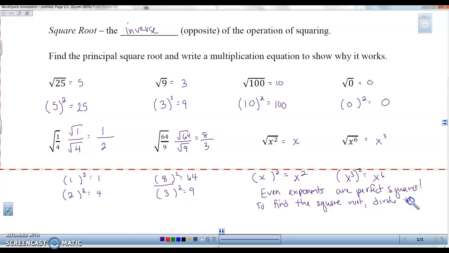Divide the exponent by 2. Okay, so 6 divided by 2 is 3. 2 divided by 2 is 1. So what do you think x to the 8th would be? 8 divided by 2 is x to the 4th. So the square root of an even exponent's perfect square is just going to be the exponent divided by 2.